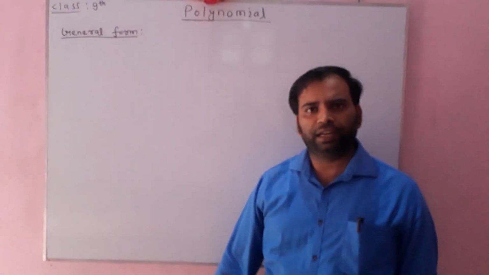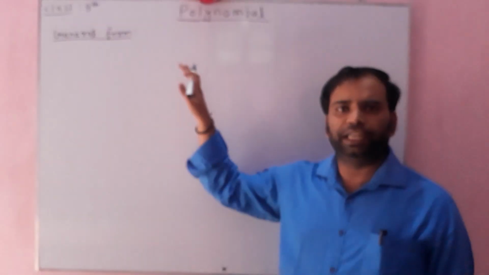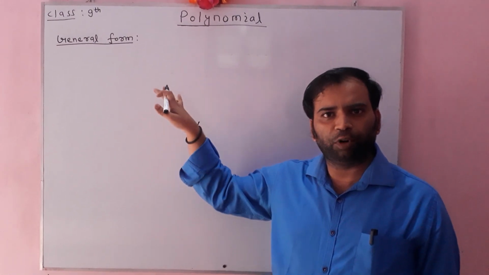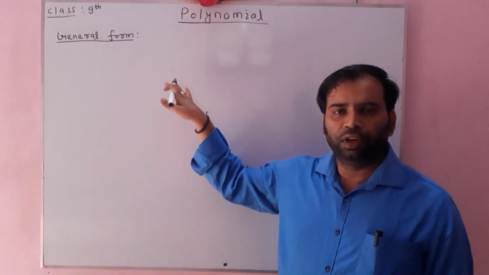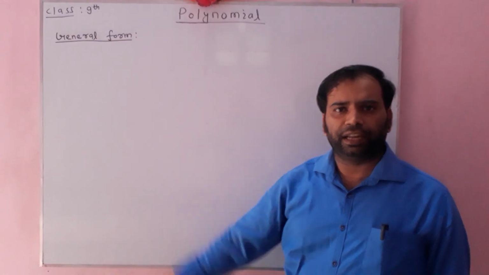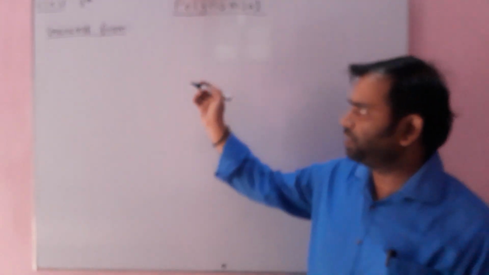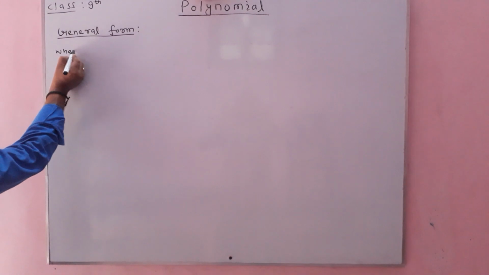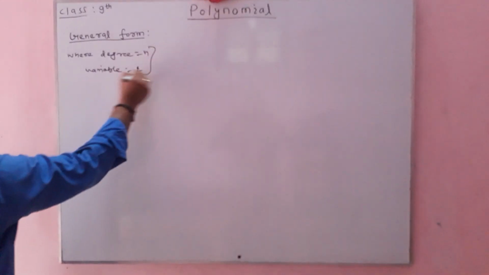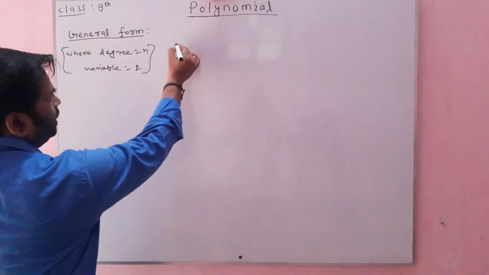Last class, what had we learnt? Last class we had learnt linear polynomial in one variable, linear polynomial in two variables, quadratic polynomial in one variable, but now we will learn the general form of the polynomial where the degree is n and the variable is one. So let's see the form here.